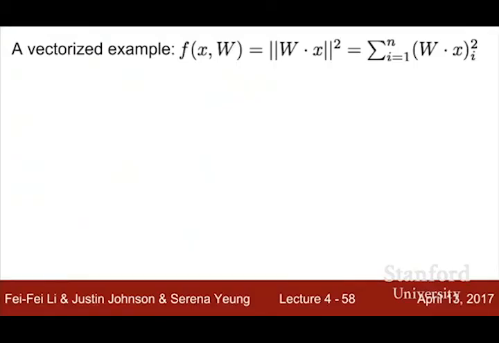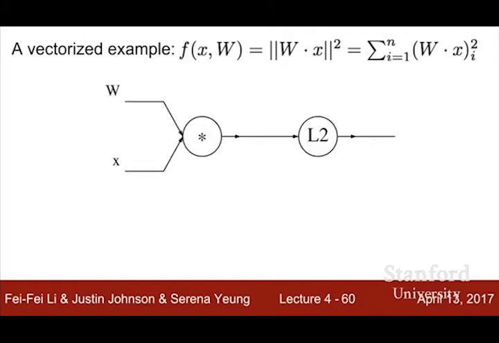Okay, so now we're going to go through a more concrete vectorized example of a computational graph. So let's look at a case where we have the function f of x and w equal to the L2 norm of w multiplied by x. In this case, we're going to say x is n-dimensional and w is n by n. So again, our first step is writing out the computational graph. We have w multiplied by x and then followed by, I'm just going to call this, L2.